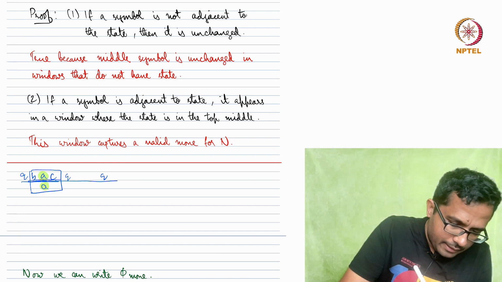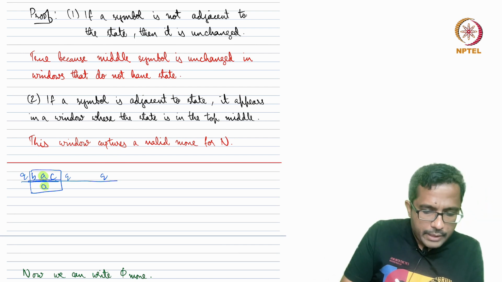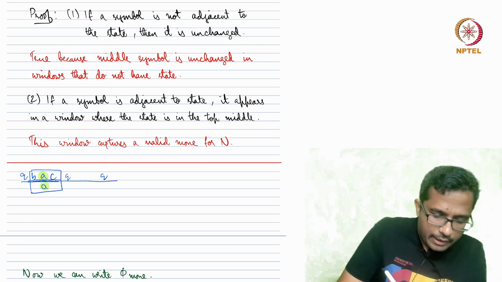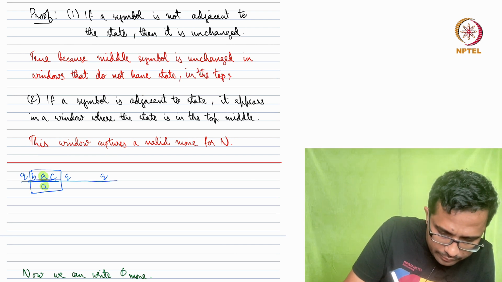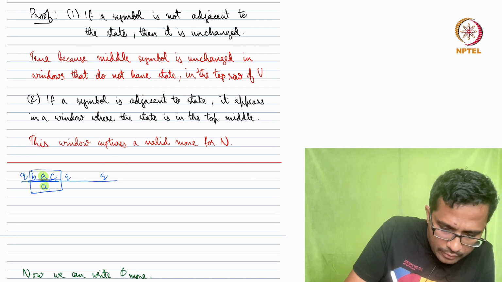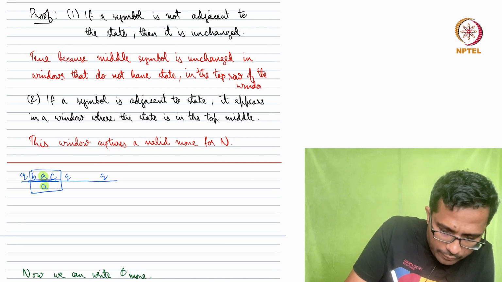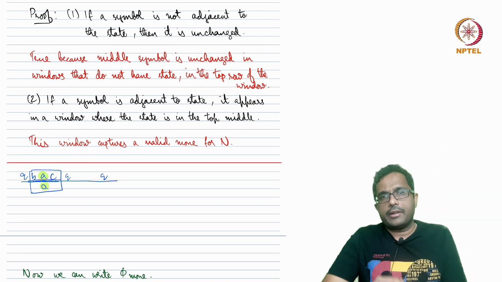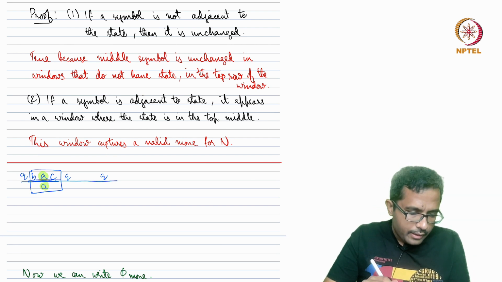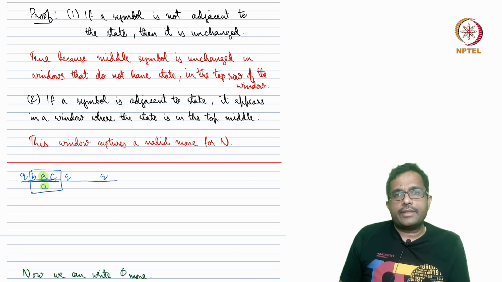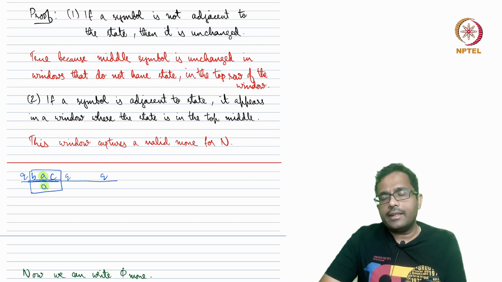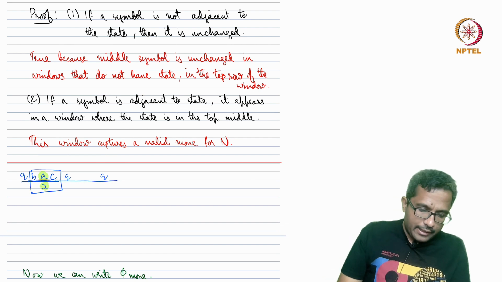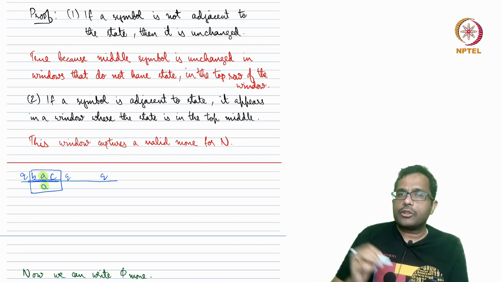So there is one, I just write it here. This is true because the middle symbol is unchanged in the windows that do not have the state maybe in the top row of the window. So of course there is a state in the top row somewhere, but not in the window, right. So if the symbol is not adjacent to the state, then that symbol is unchanged, right, which is true in the configuration as well, and this is reflected by the window in which that symbol is in the top middle, right.